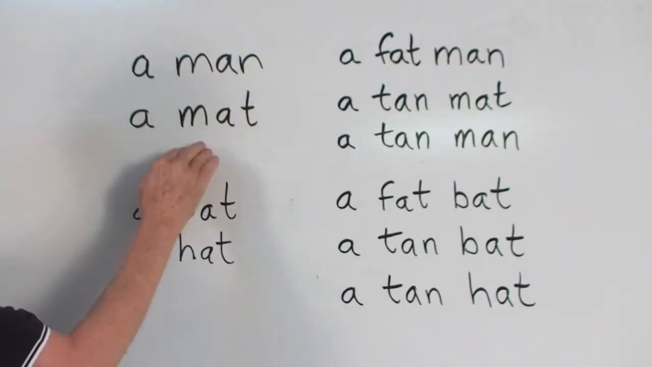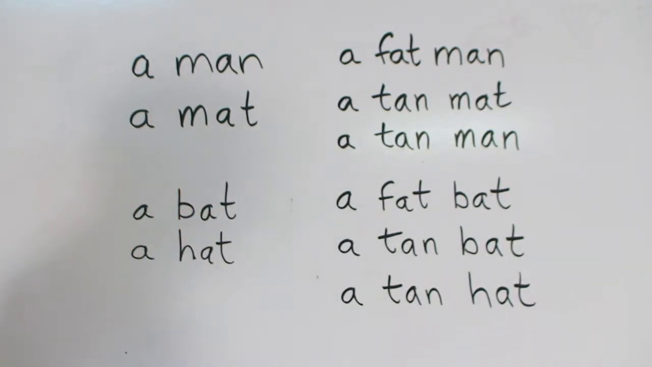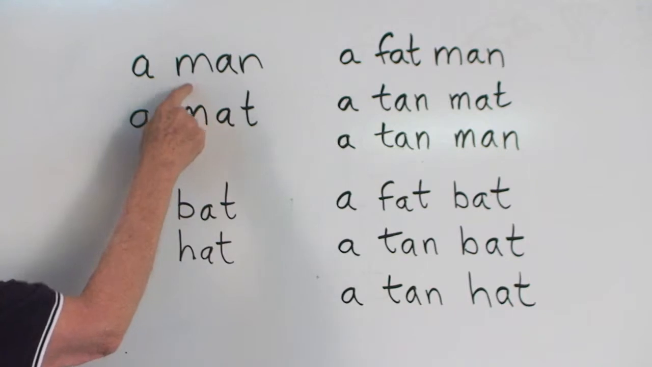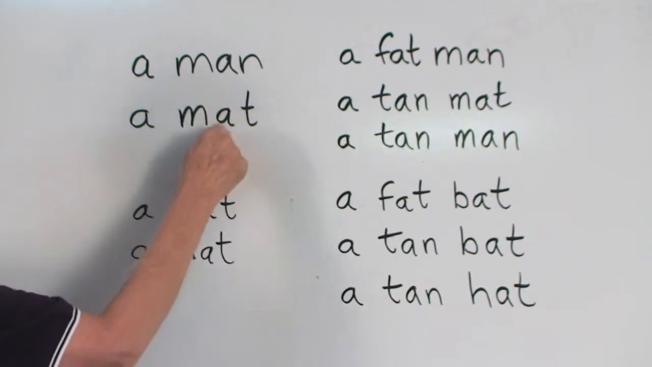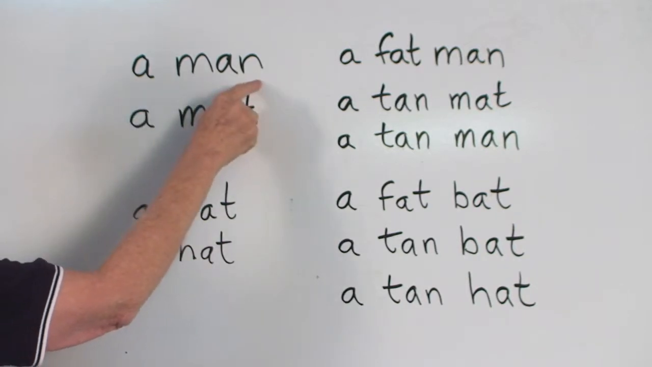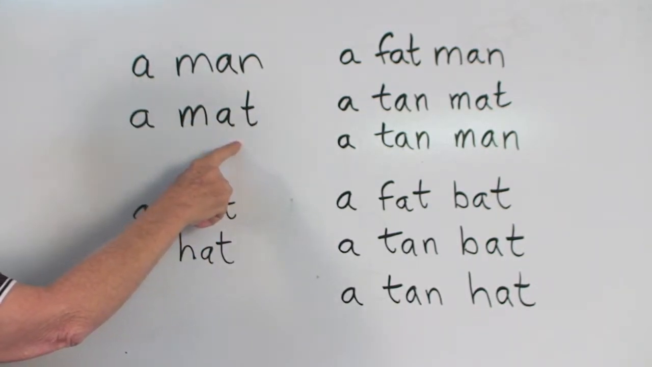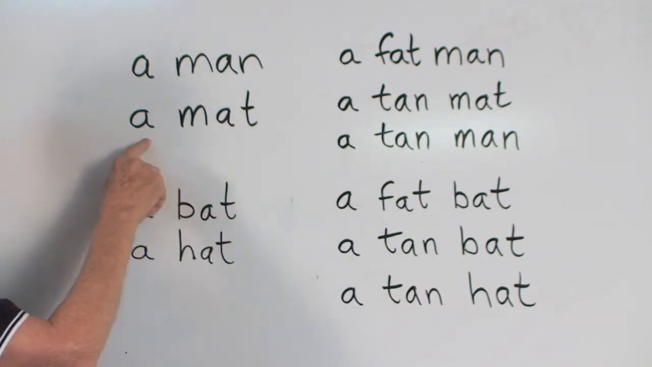Now we put these on top of each other because that's the way we train in literacy, so that they are familiar with the letters. Now we've just changed the consonant sound. So after they've read a man, you say, now please listen, a mat. A mat. Now please read it.